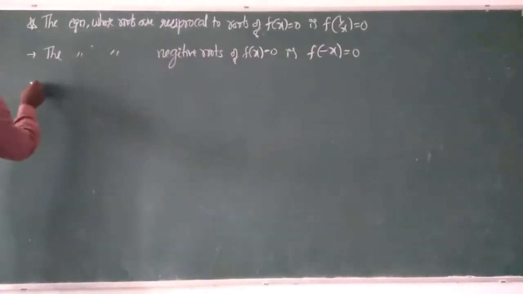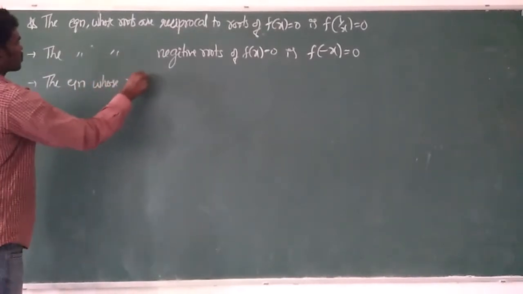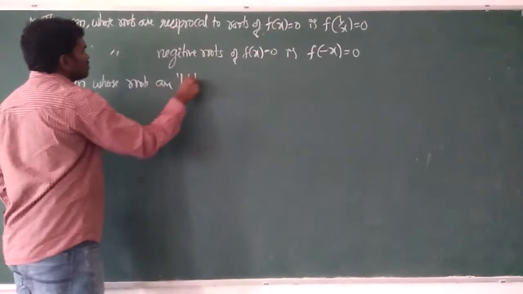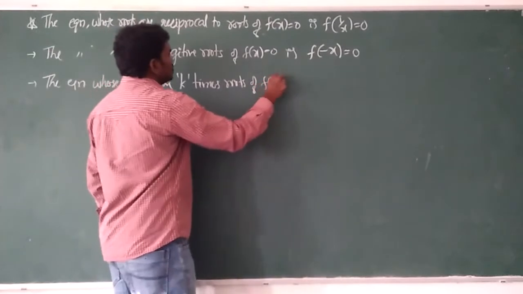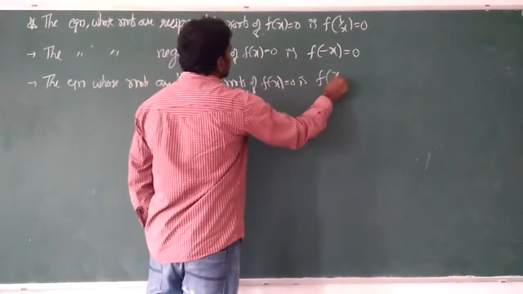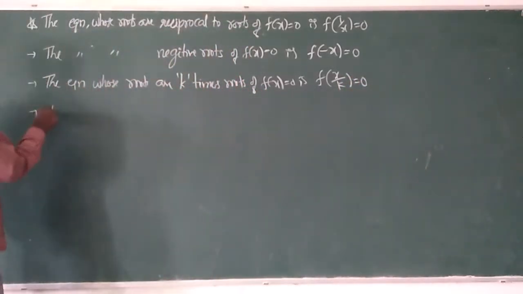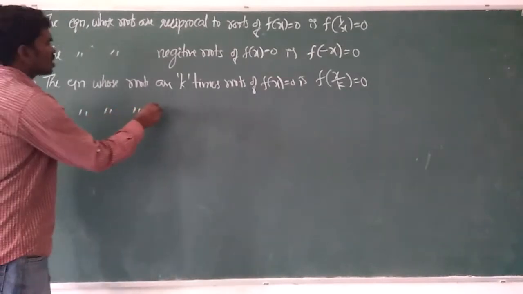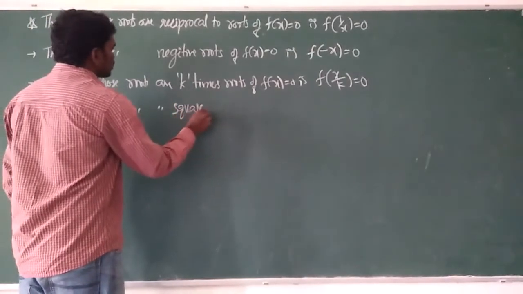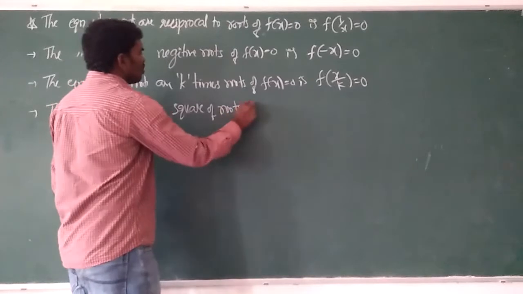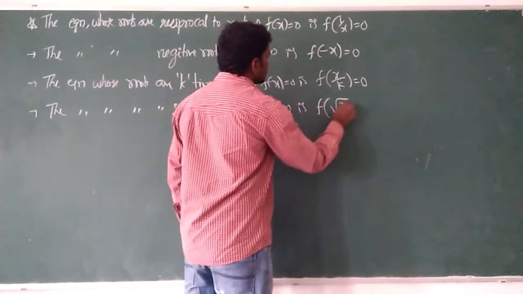Next, the equation whose roots are k times the roots of f(x) = 0 is f(x/k) = 0. Okay. Next, the equation whose roots are squares of the roots of f(x) = 0 is f(root x) = 0.